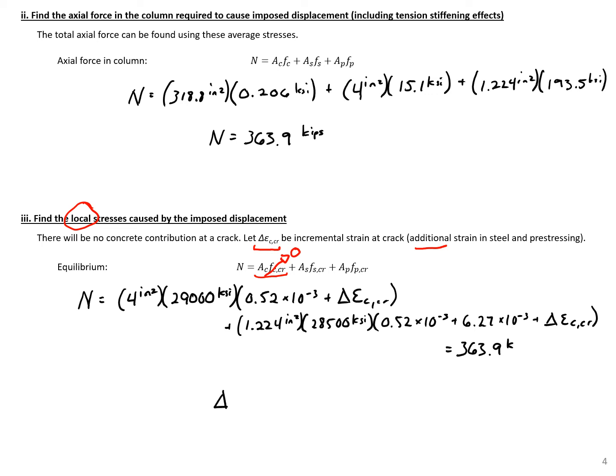We can then solve this equation for our incremental strain here, and we'll get delta epsilon C crack equal to 0.442 times 10 to the negative third. This is the additional strain that's going to happen in the steel and pre-stressing at the location of a crack.